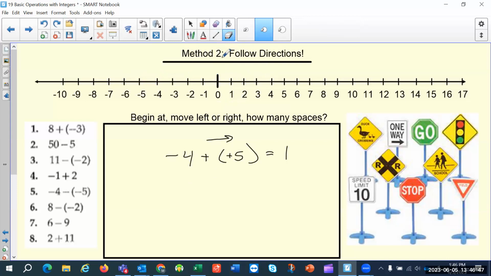Next question, 8 minus negative 2. So you got 8 minus negative 2.